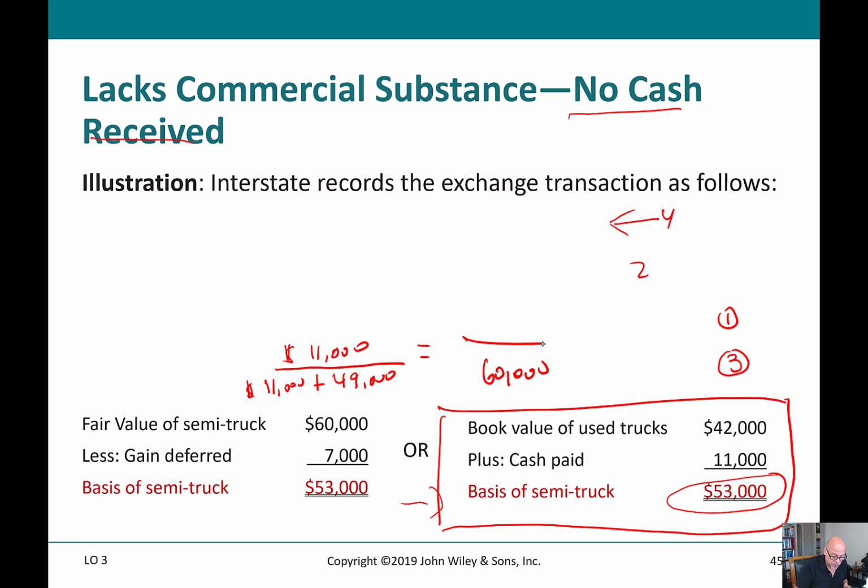60,000, I don't do anything without a calculator, guys, divided by 11,000. Divided by what? 60,000, okay, is 18%, okay? And so since that constitutes less, 18.33%, whatever, okay, 18.33%.